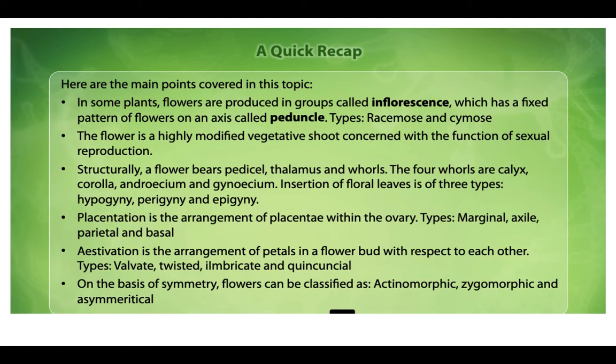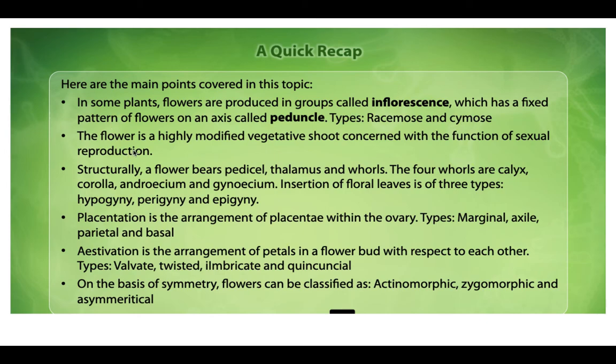Now have a quick recapitulation of today's topic that we have covered in today's class. Here are the main points. In some plants, flowers are produced in groups called inflorescence, which has a fixed pattern of flowers on an axis called peduncle, and the types of inflorescence found in angiosperms are racemose and cymose.